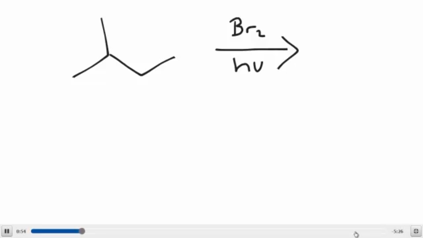Chlorine, you do have some selectivity, but it tends to really chlorinate any position, and it doesn't tend to stop at just one chlorination product. Bromination does tend to stop at one bromination, and it is highly selective. So when you're doing these types of reactions and trying to get a particular product, you'd want to do bromination.